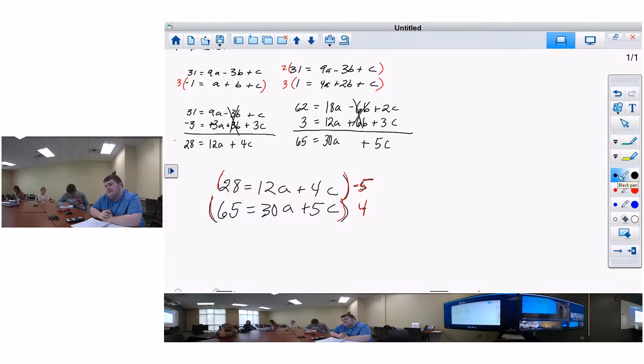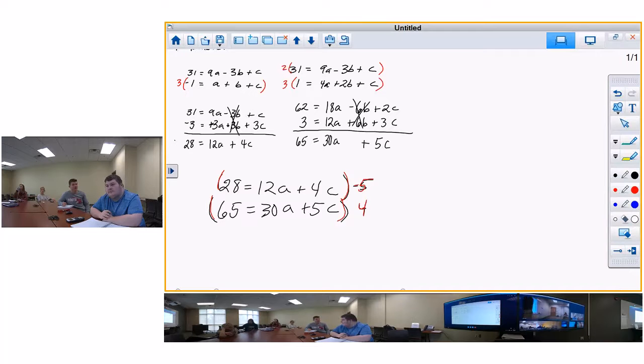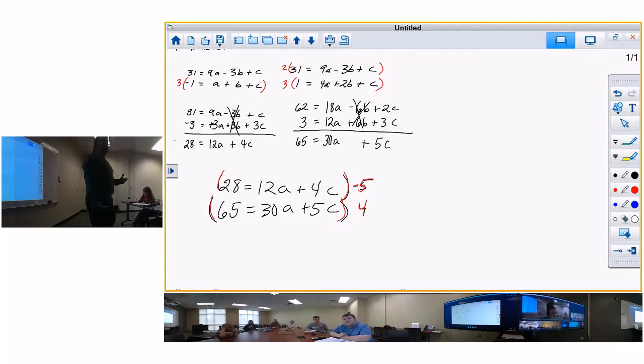And no, you don't need a calculator. Because what's 5 quarters? $1.25, right? 125. And then you add 15. What's 5 times 28? What I did was 5 times 30, then 5 times 2. Somebody's actually using critical thinking. Thank you.